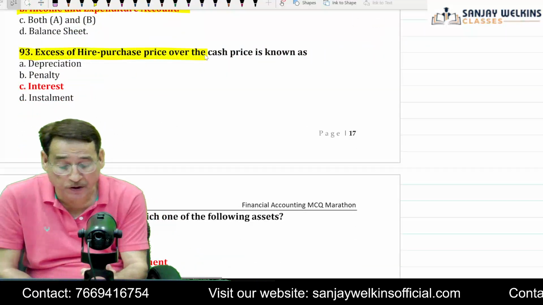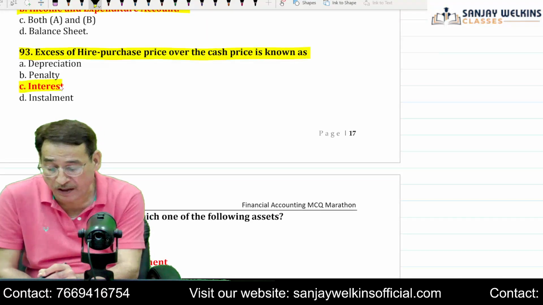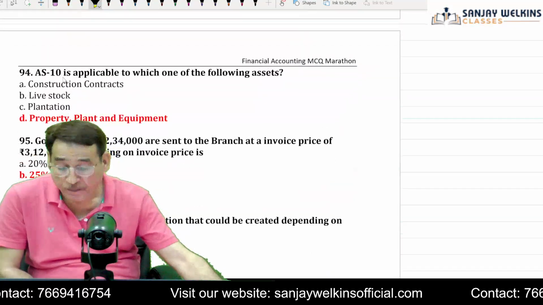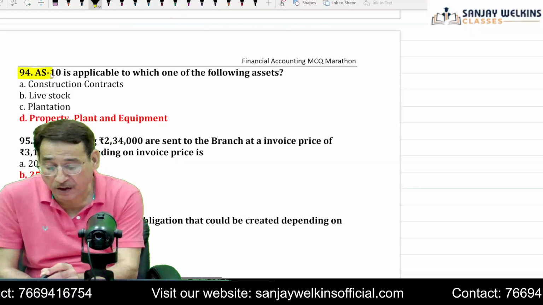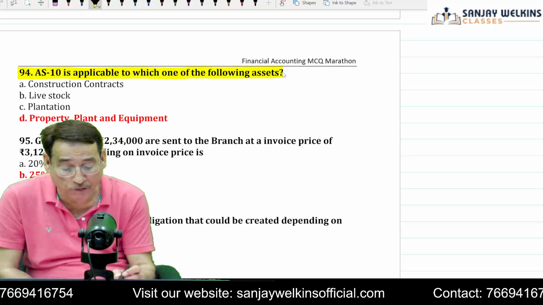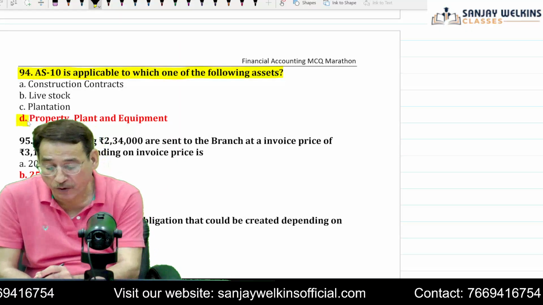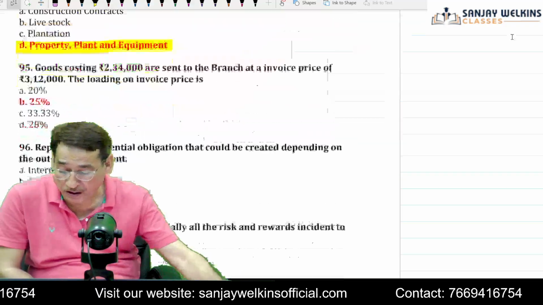Excess of higher purchase price over cash price is known as interest, no doubt about that. AS10 is applicable to which one of the following asset? Of course, property, plant and equipment.